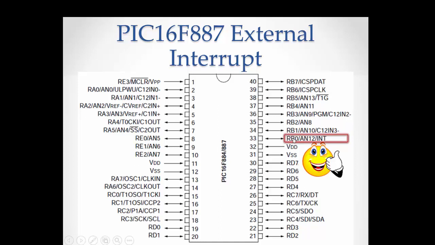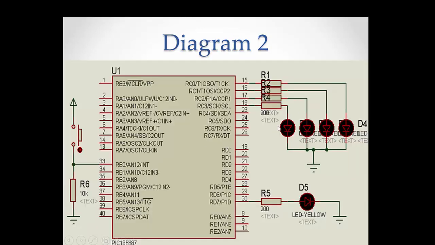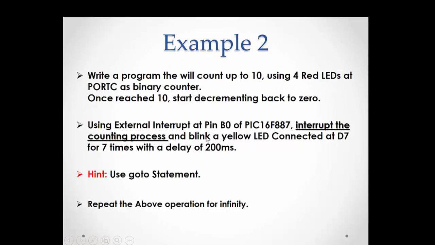That's exactly where it is. Using external interrupt at B0, interrupt the counting process. So we have to interrupt it and blink a yellow LED connected to D7 7 times. We have 4 LEDs as a counter to count from 0 to 10, from 10 to 0. We're done with this. Now once we press this button which is connected to B0, we would like to stop or interrupt this counting process, and we would like to blink this yellow LED 7 times.